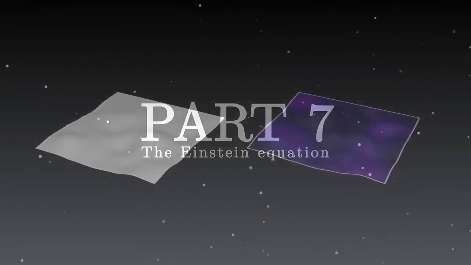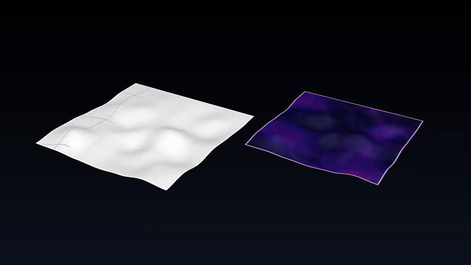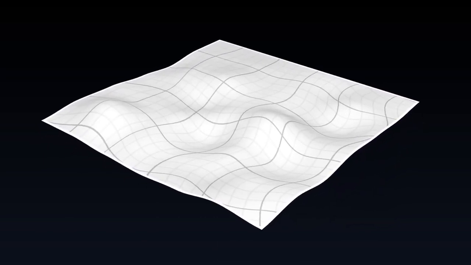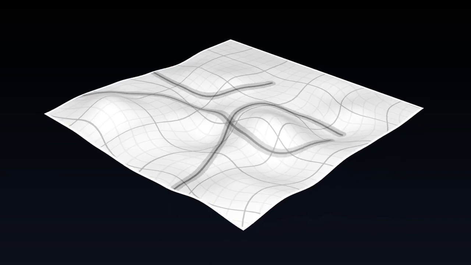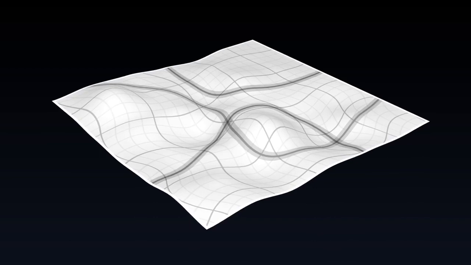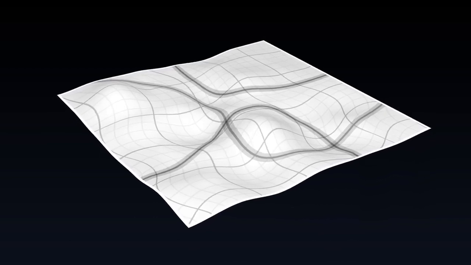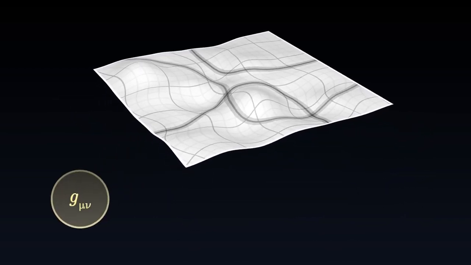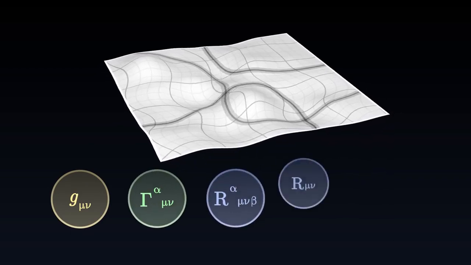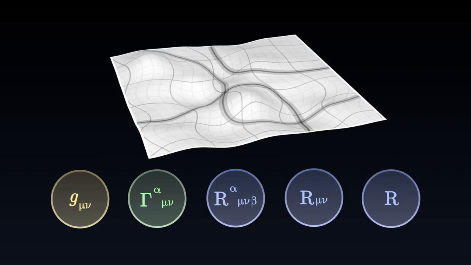Our mathematical model is finished. On the one hand, we know how to describe a space-time geometry, its curvature, and to deduce how objects naturally move thanks to the geodesic equation. For this, we have developed a whole set of mathematical tools, such as the metric tensor, the Christoffel symbols, the Riemann curvature tensor, the Ricci tensor, and the Ricci scalar.